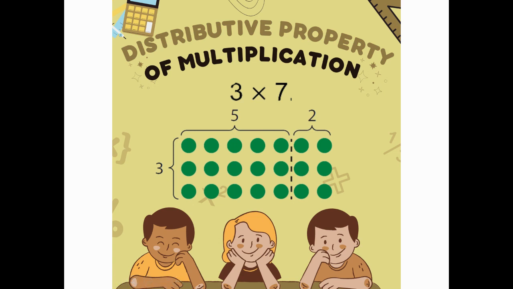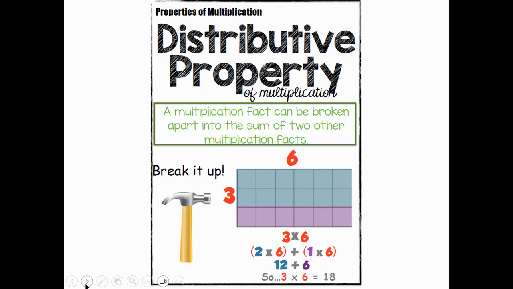Distributive property of multiplication. This is where we're going to break apart the multiplication facts into sums. First we're going to break it apart, then we're going to multiply, and then we're going to add them back together. We're going to do that every single time that we do this.